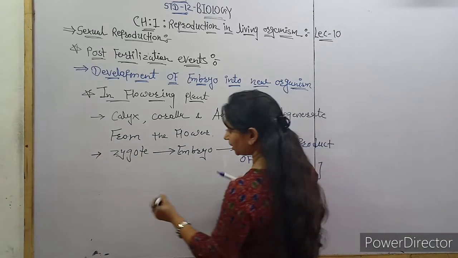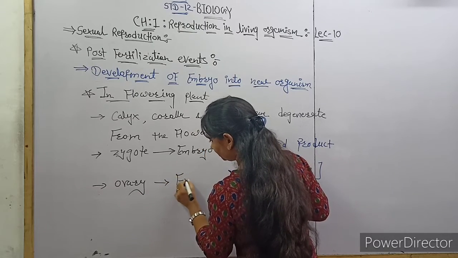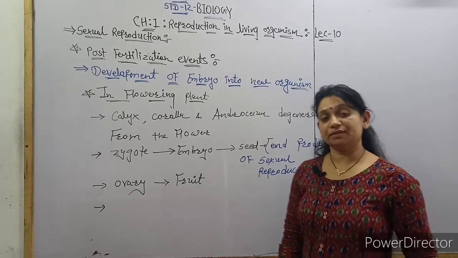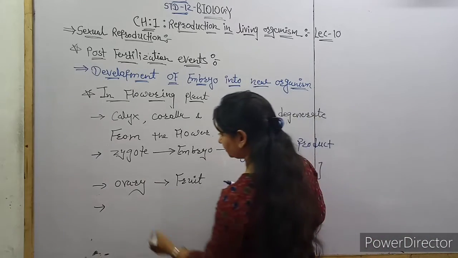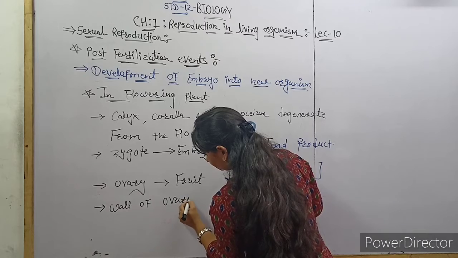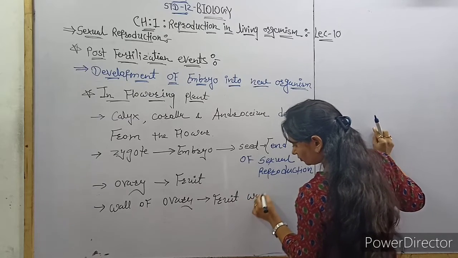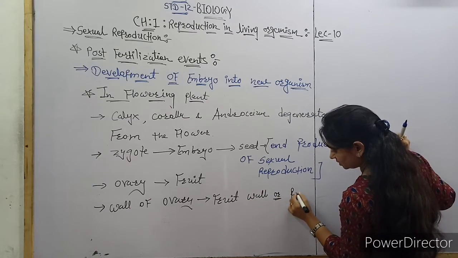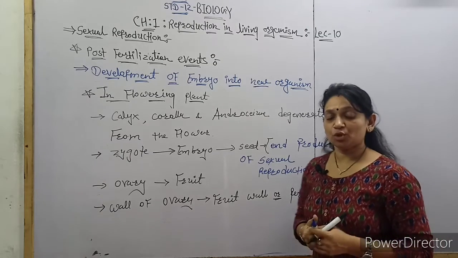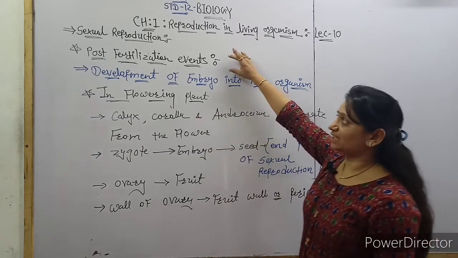Fine. Then beta, what will happen? The ovary gets converted into the fruit, and last one, the wall of the ovary gets converted into the fruit wall, which is known as the pericarp. Fine beta. Okay. So these are the changes that occur in a flowering plant during the post fertilization event.